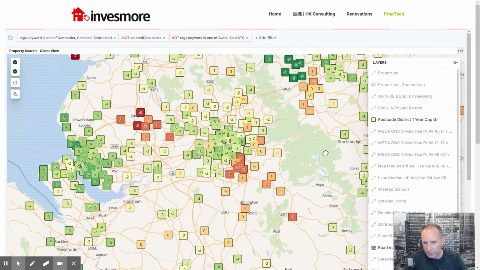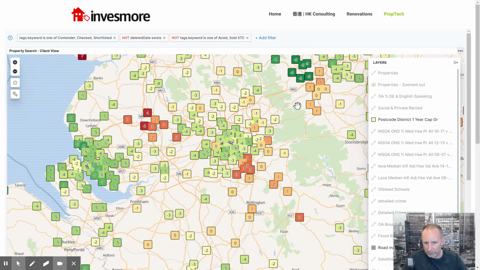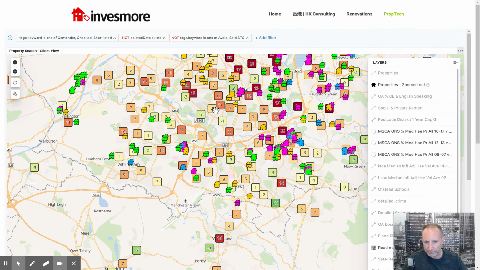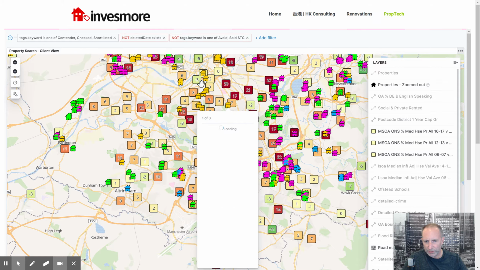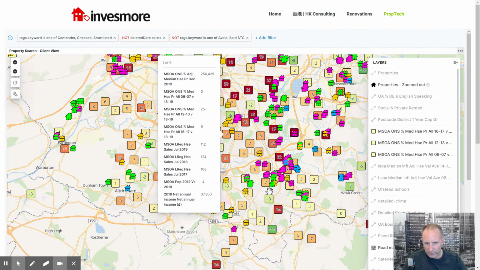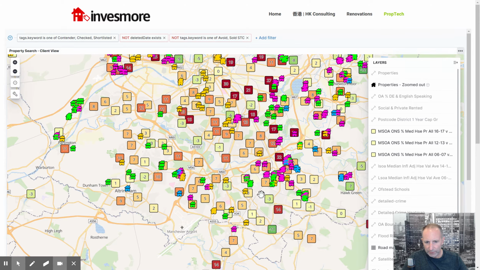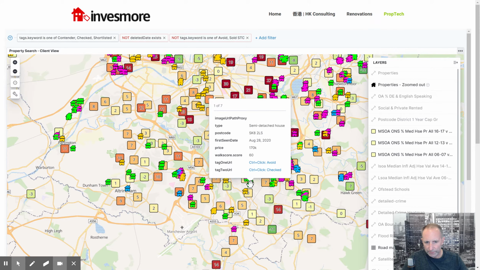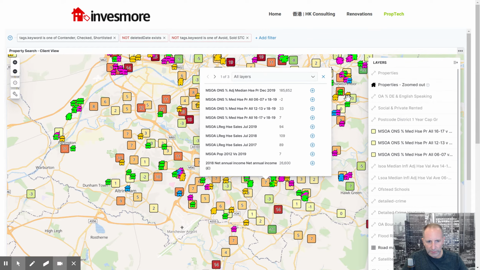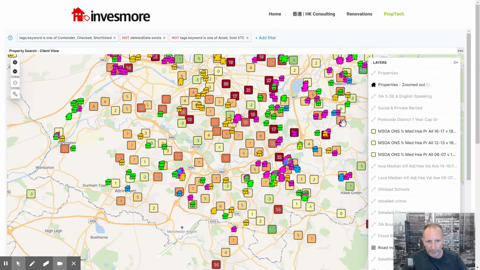So this is quite a useful feature, but it only touches the surface, as they say. So let's just zoom in again. So we're going to go into have a look at Manchester. And you can see there are lots of areas in Manchester which are doing well over the last year. So that's really good. Now, when you mouse over an icon, you will see a picture of a property.